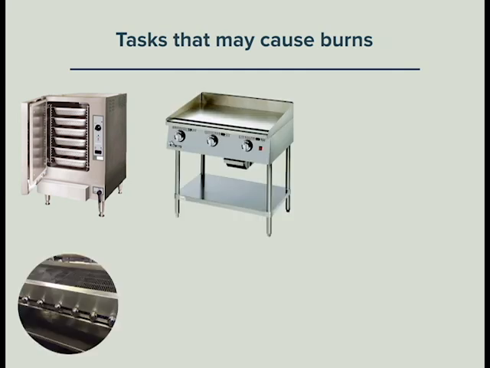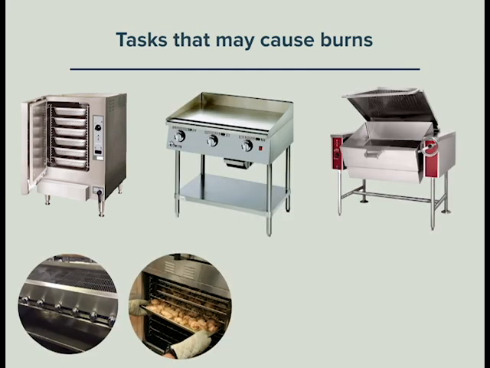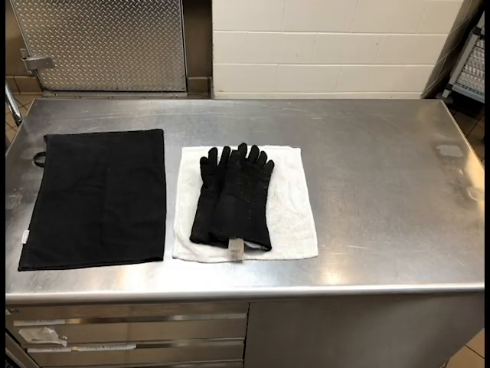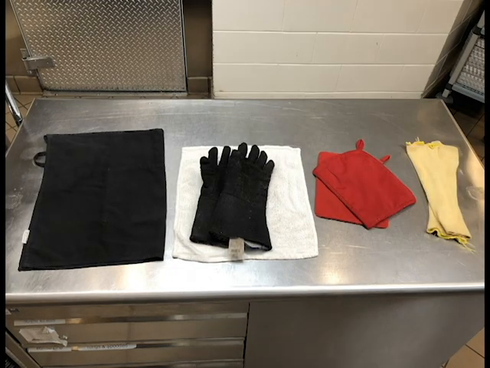The next source of PPE prevents burns. Sources of injury can be steamers, flat-top grills, char grills, tilt skillets, taking hot pans out of the oven, recycling grease, and cleaning a deep fryer. PPE options for these tasks are an apron, heat-resistant gloves, hot pads, and heat sleeves.